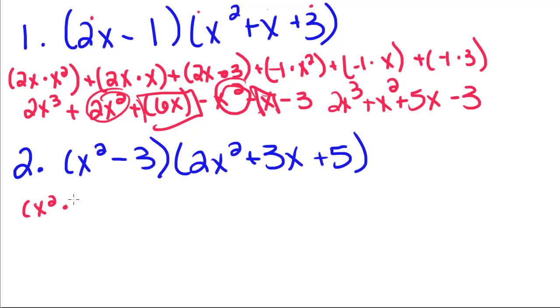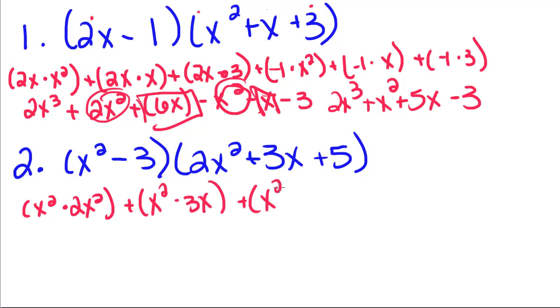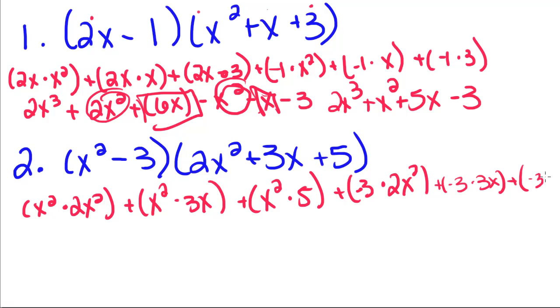So x squared times 2x squared plus x squared times 3x plus x squared times 5 plus negative 3 times 2x squared plus negative 3 times 3x plus negative 3 times 5. So we're going to do the same thing and multiply each one of these terms. X squared times 2x squared is going to get 2x to the 4th, and remember it's x to the 4th because when we multiply exponents, you add them together.